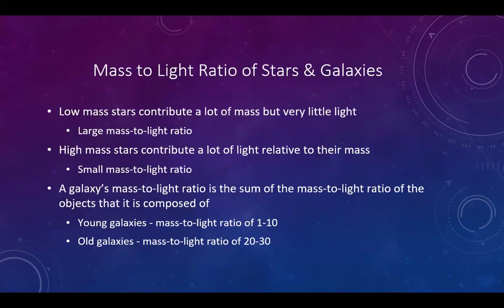Low mass stars contribute a lot of mass, but very little light, so they have a large mass to light ratio. High mass stars contribute a lot of light relative to their mass. They have a small mass to light ratio. So young blue stars have small mass to light. Old red stars have a large mass to light. So a galaxy's mass to light ratio is the sum of mass to light ratio for the objects that it's composed of. Young galaxies have a mass to light ratio of around 1 to 10. That's what you'd expect, and old galaxies would have 20 to 30. But if we look at the entire galaxy with that mass curve, we see that the total mass to light ratio is something like 100.